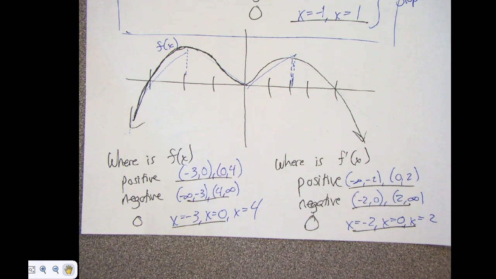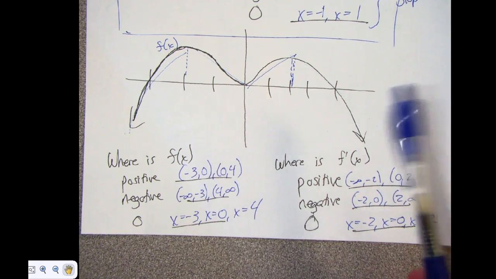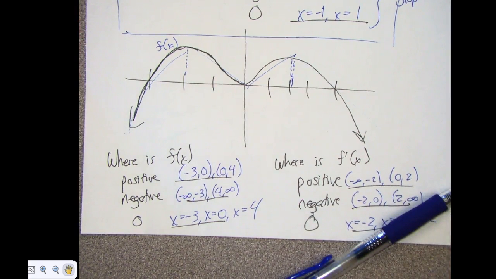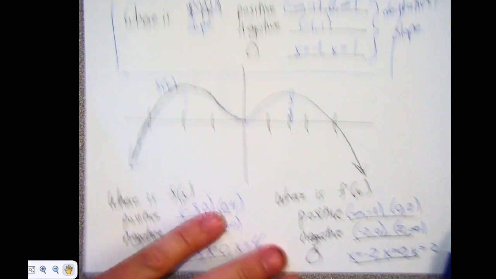So how many wiggles are in that graph? 3, you agree? So your derivative should have 2. See, that gives you an idea of kind of the shape. It's going to be either that or the opposite, either like an up, down, up, or a down, up, down type of thing.